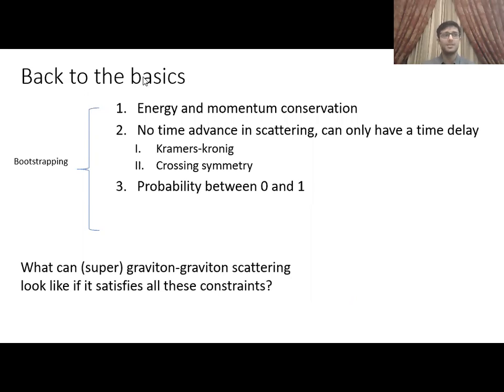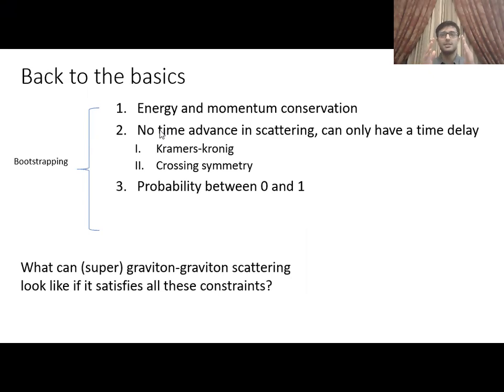We go back to the basics, and this method is known as bootstrapping, where you use conservation laws to tackle the problem and narrow down what your allowed region can be. So what are the constraints that we want? The first one is energy and momentum conservation, which is always nice to have. The second one, a bit more subtle, is causality.